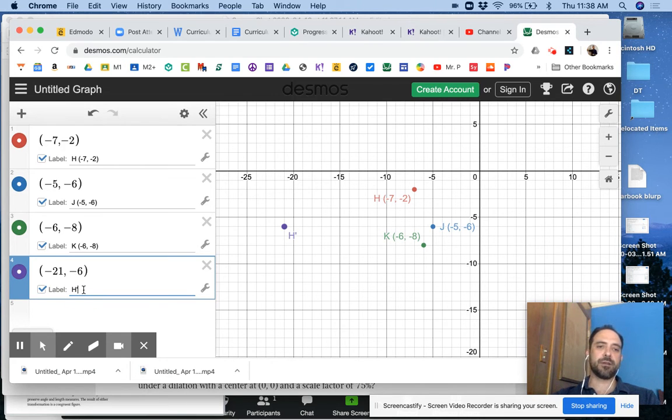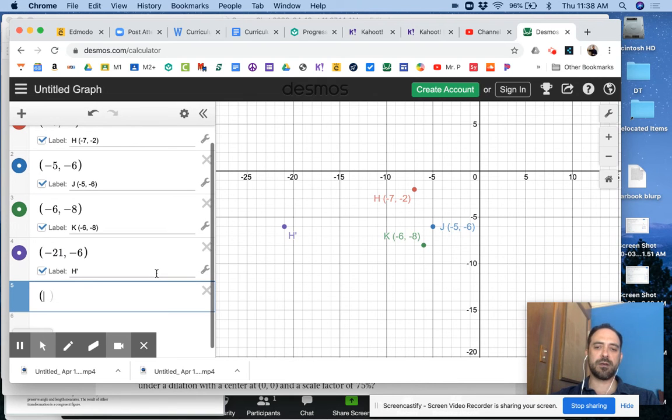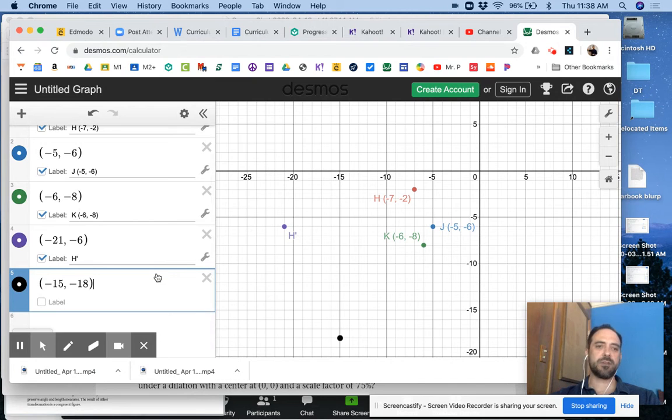So let's do another. How about another? All right, let's go ahead and do what happens with this point J. J is here at -5, -6. Scale factor of 3 is going to put that at what? -15, -18, right? We just multiplied by 3. I want to label that. I'm going to label it J prime. See where that ends up. Look, it's way down here.